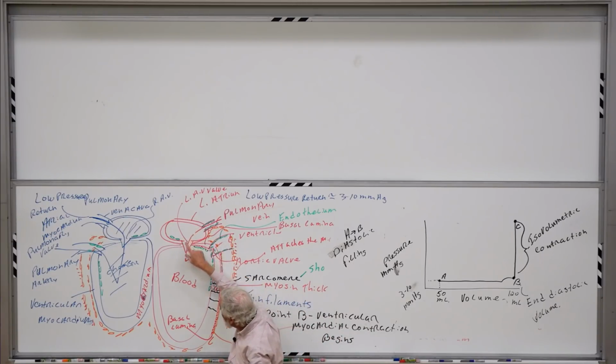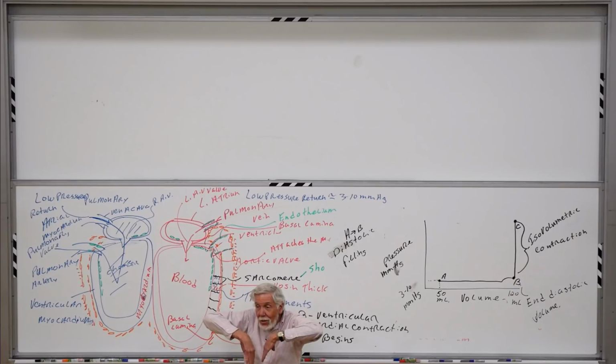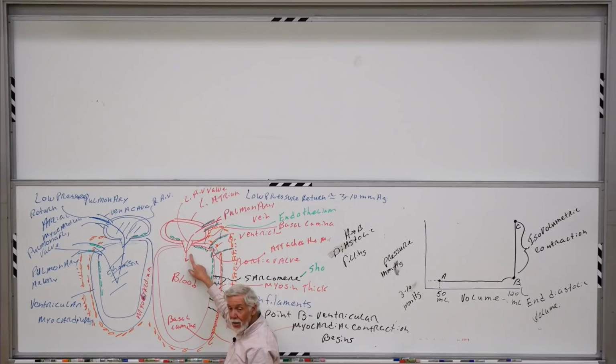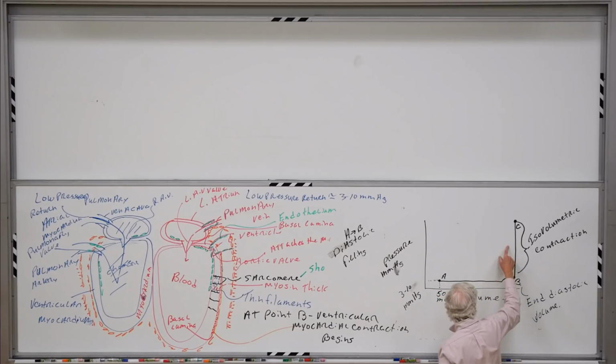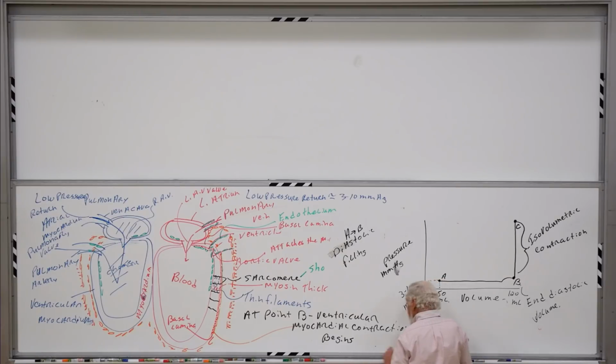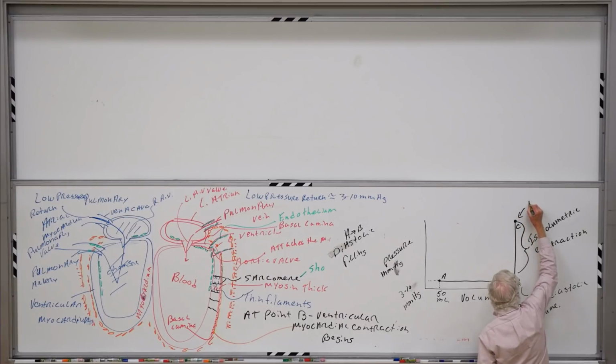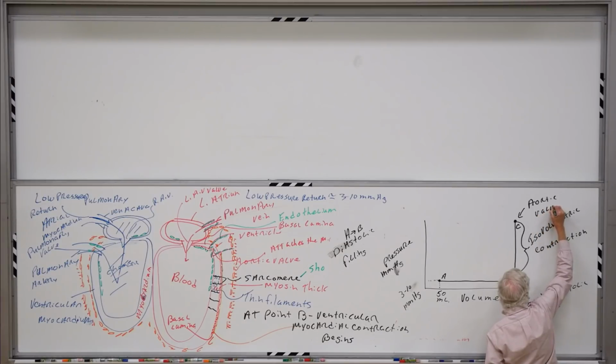Remember, we've come to the end of filling. So we have these fairly loose, floppy valves called the AV valves. What's going to happen when the pressure inside the chamber begins to increase? What are we going to do to those valves? We're going to close them, snap them shut. So these valves snap shut. Then the pressure increases and increases and increases, but there's no change in volume. So that's a period of isovolumetric contraction. But then up here, at point C, at this point, the aortic valve opens.